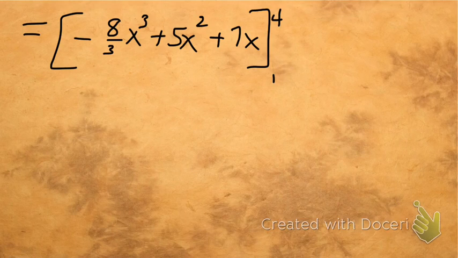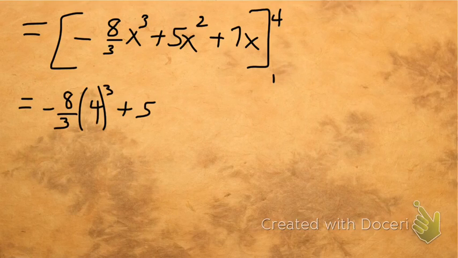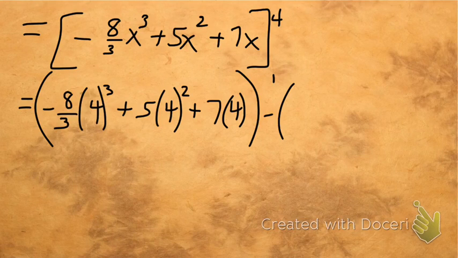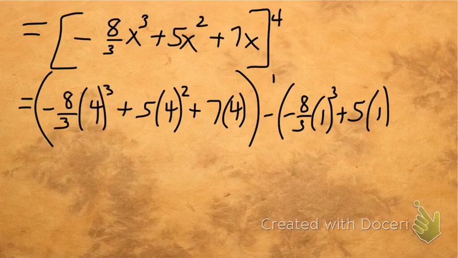Let's go ahead and plug in the 4. That's the negative 8/3 times 4 cubed plus 5 times 4 squared and 7 times 4. We don't really need parentheses here, but they might help us to feel secure. Take away, let's plug a 1 in everywhere. Negative 8/3 times the cube of 1 plus 5 times the square of 1 and 7 times 1.